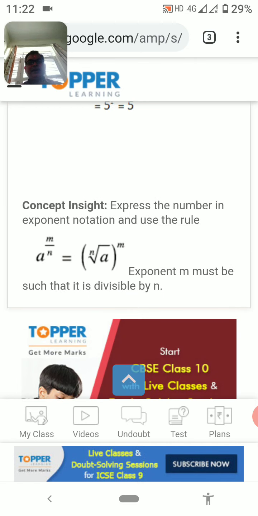So in this way, you can use this rule, that is a raised to m by n means nth root of a raised to m. In this way we can show this.